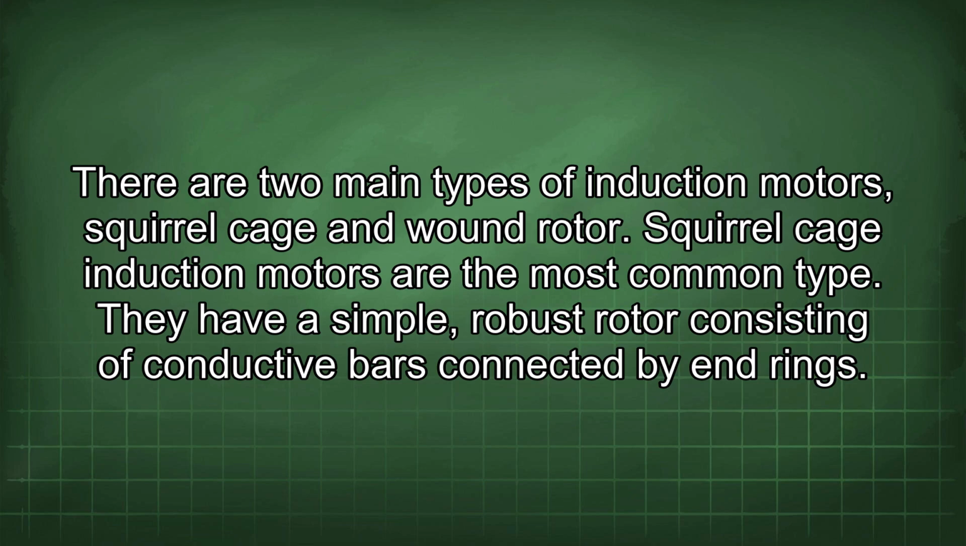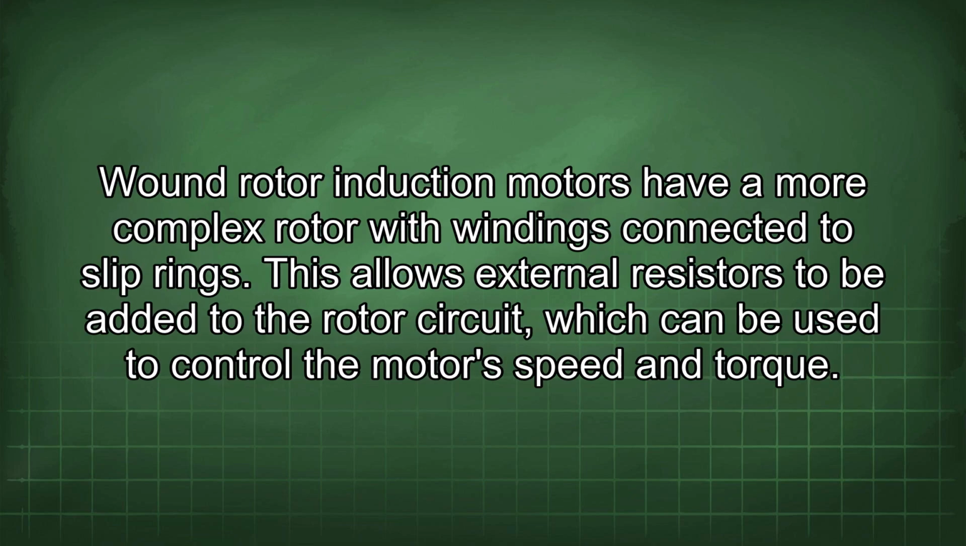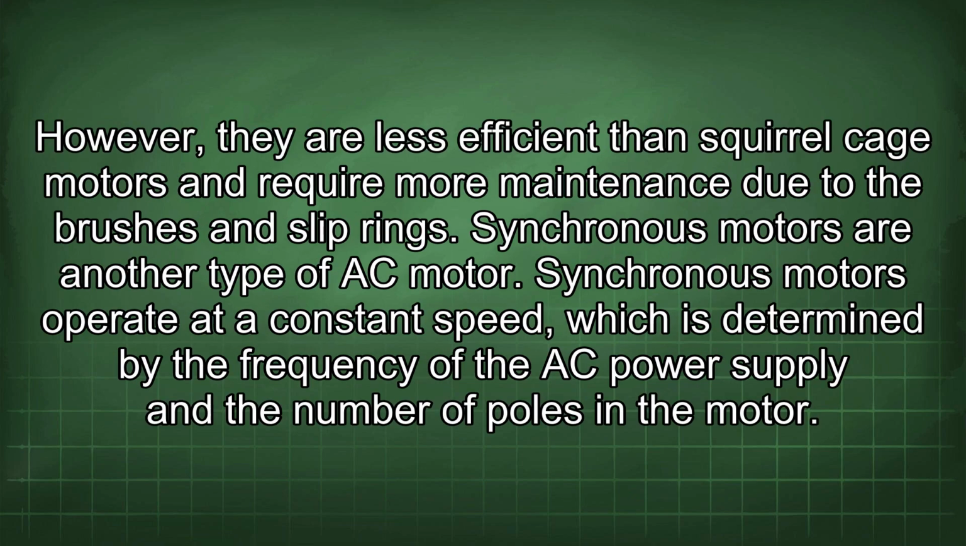There are two main types of induction motors, squirrel cage and wound rotor. Squirrel cage induction motors are the most common type. They have a simple, robust rotor consisting of conductive bars connected by end rings. Wound rotor induction motors have a more complex rotor with windings connected to slip rings. This allows external resistors to be added to the rotor circuit, which can be used to control the motor's speed and torque. However, they are less efficient than squirrel cage motors and require more maintenance due to the brushes and slip rings.